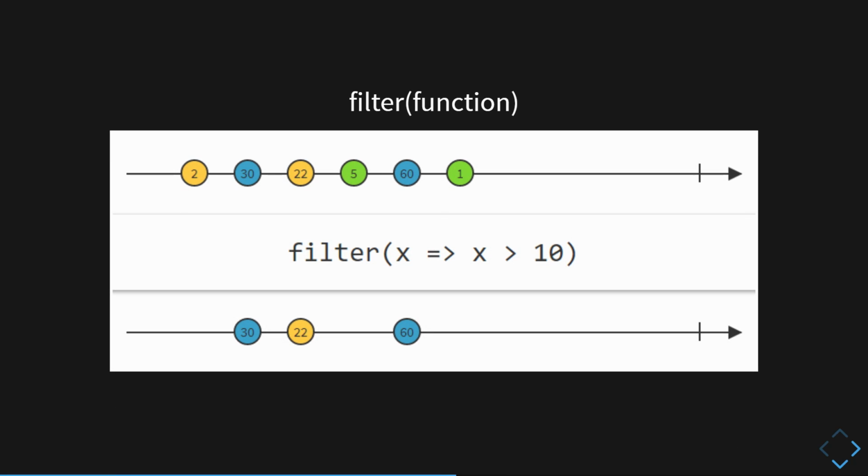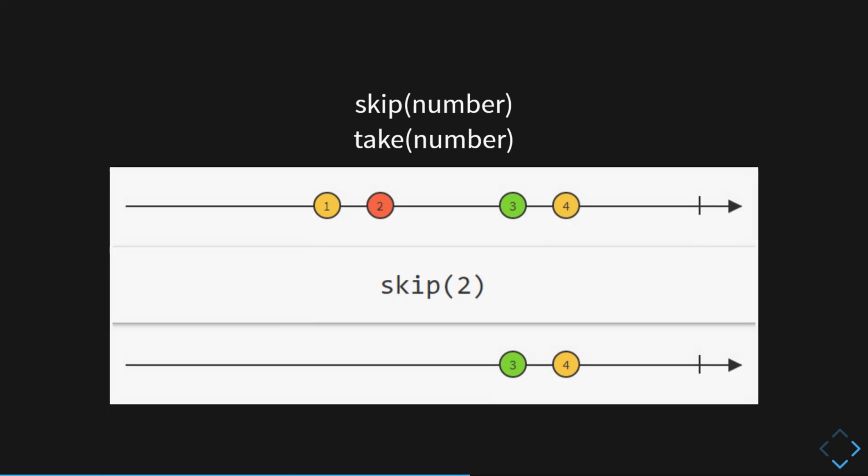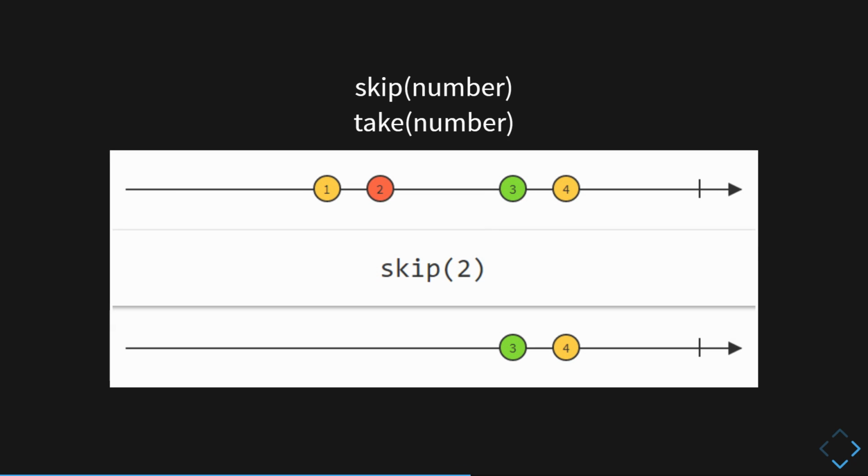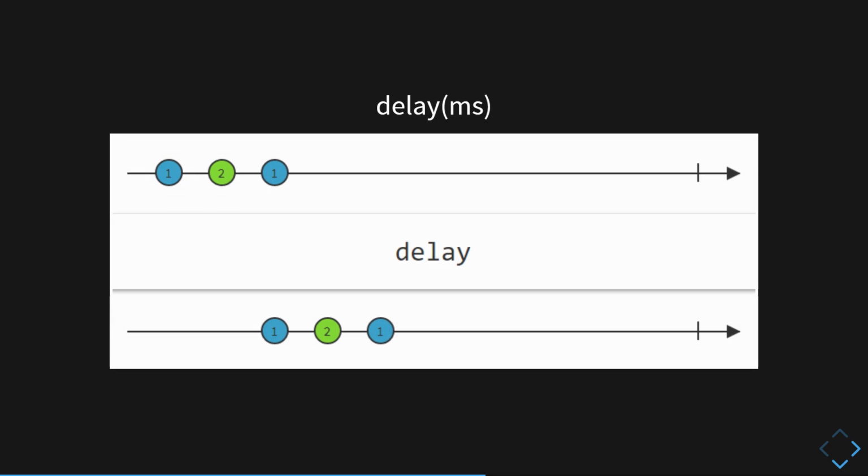Another example is filter, which allows you to specify which values are allowed to pass on. For example, you have 2 coming in. That is unfortunately not bigger than 10, so it's stopped or destroyed. But 30 is, so it's allowed, and 22 is as well, but 5 is not, so it's stopped. Or you have, for example, skip, which allows you to skip, for example, the first 2 events that arrive, or take only the first 2 events. Or you have delay that just pushes the events forward in time by, for example, 1 second.